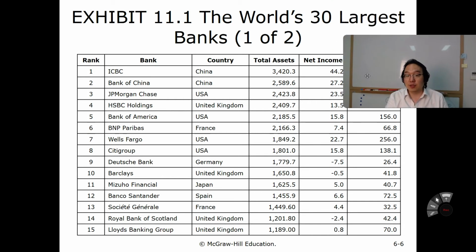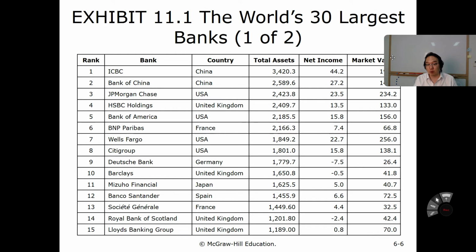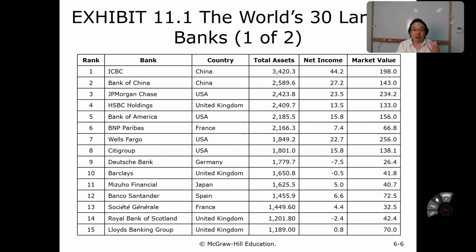The world's 30 largest banks. Let's look at the list one by one, actually. What do you see? On the horizontal axis, you see rank, bank, country, total asset, net income, market value. And this list is based on total assets, right? Market value does not necessarily come exactly together with total assets nor net income, but they are highly correlated.